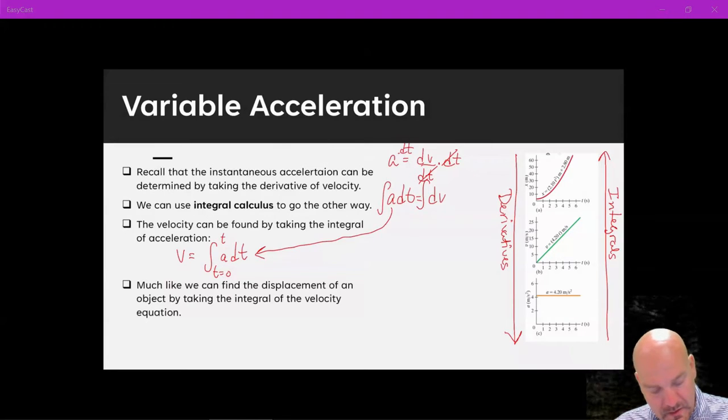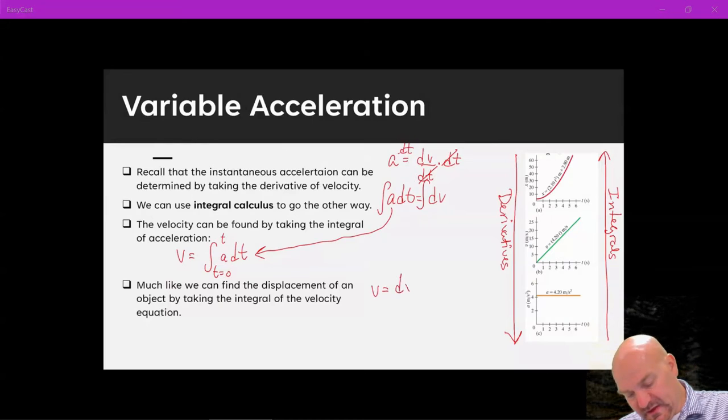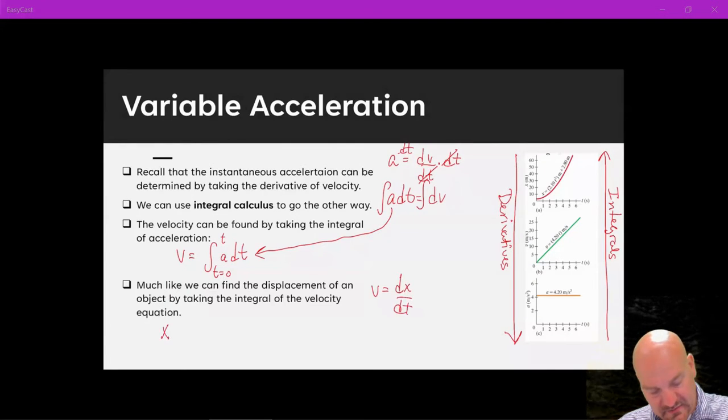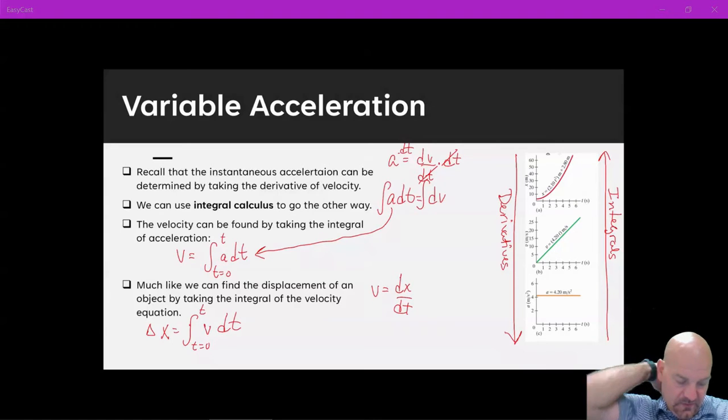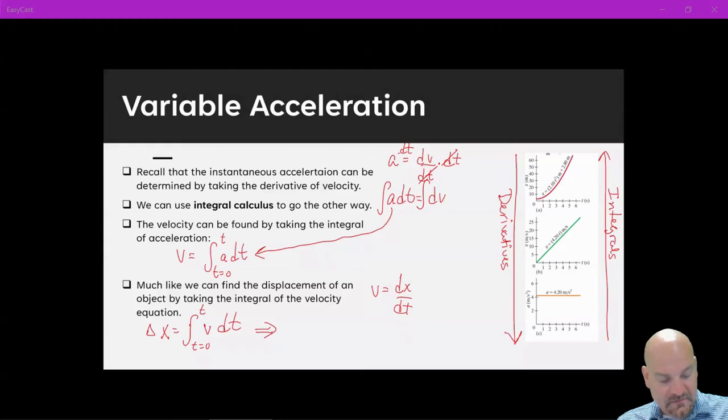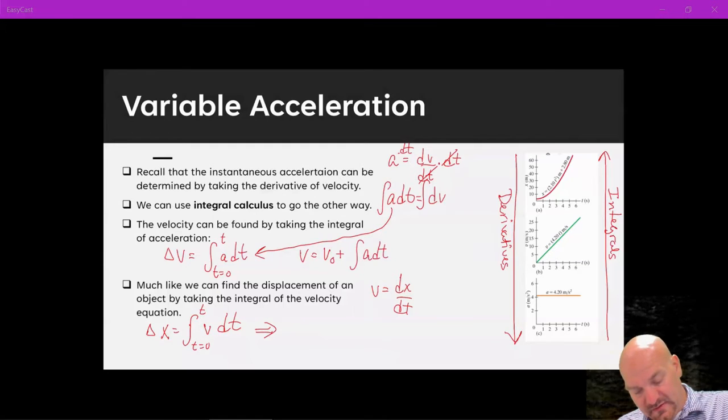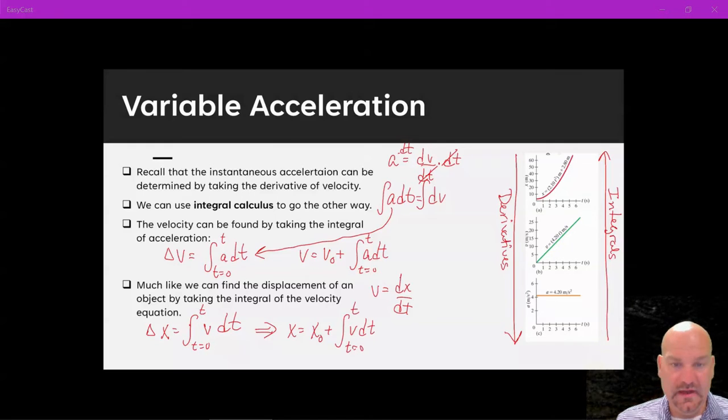We know velocity is dx/dt, which tells me that delta x is simply going to be the integral from t equals 0 to t of v dt. This one's a little bit easier to clean up with algebra. In fact, this is also like delta v, so it would look like v equals v0 plus the integral of a dt from t equals 0 to t, much like x equals x0 plus the integral of v dt from t equals 0 to t.